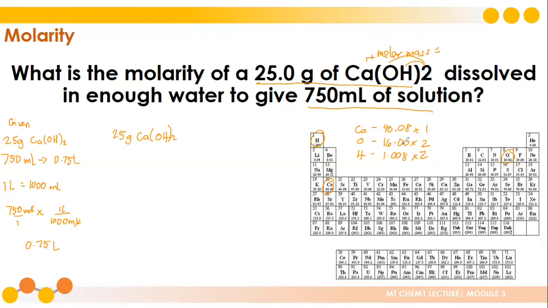Using your calculator, try to solve for all of this, and then simply add them. Our molar mass now for calcium hydroxide is 74.096 grams per mole. Let's now multiply it with our given. So we have here 25 grams of calcium hydroxide, multiply it by 1 mole of calcium hydroxide divided by the given molar mass, which is 74.096 grams.